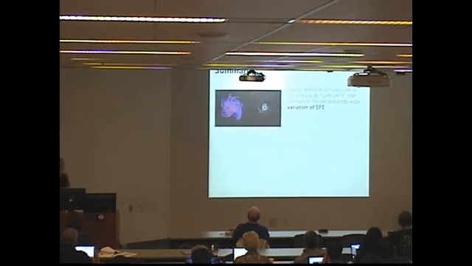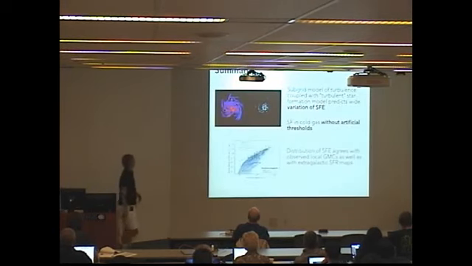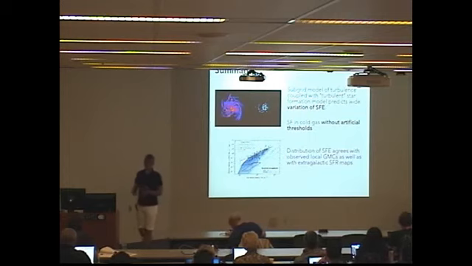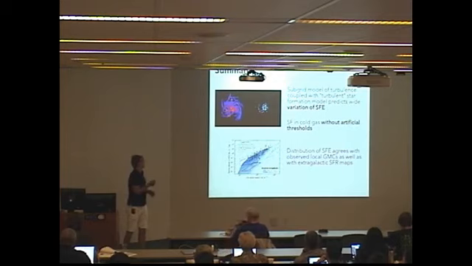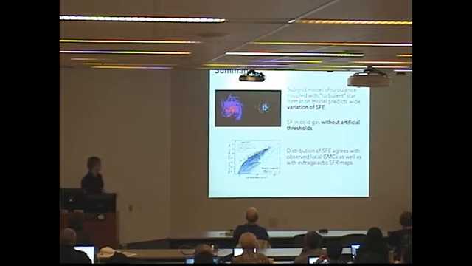Yeah, and I'll leave you with my summary. This turbulent model of star formation does predict variation of star formation efficiency. It introduces a natural threshold of temperature without any artificial threshold set by hand, and the overall distribution does agree with the observations. Thank you.